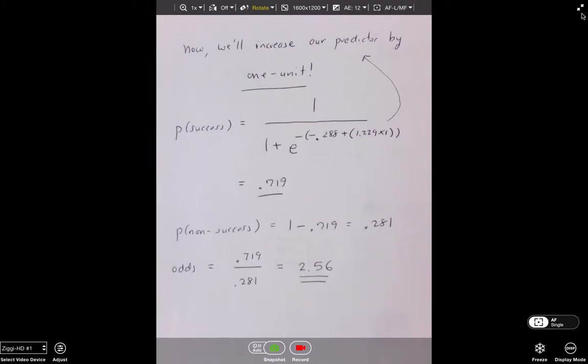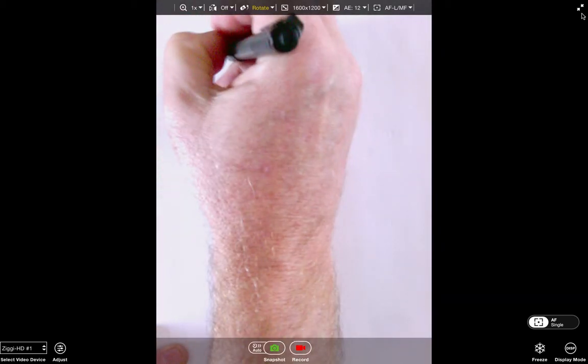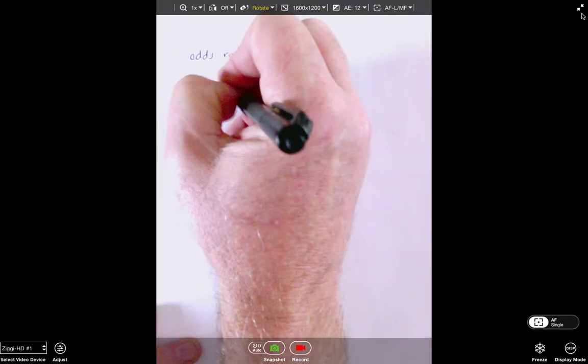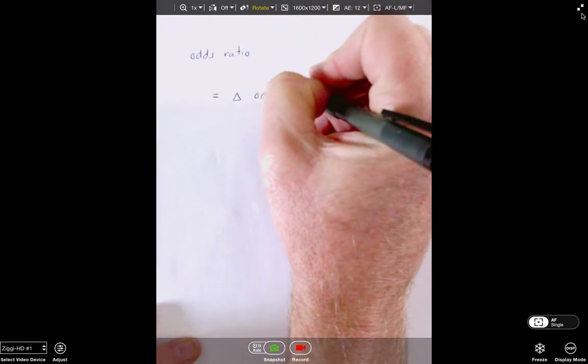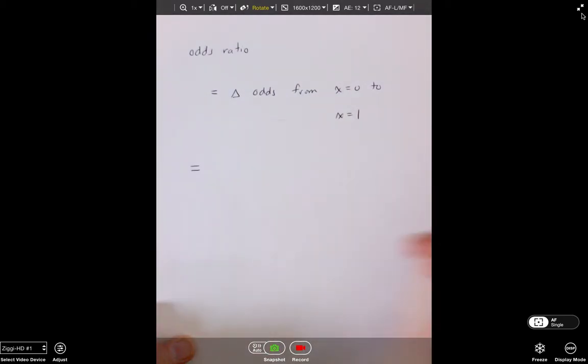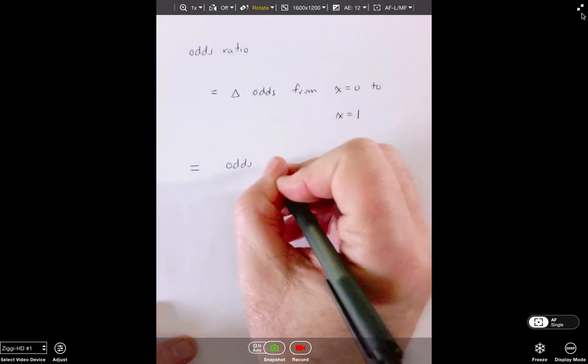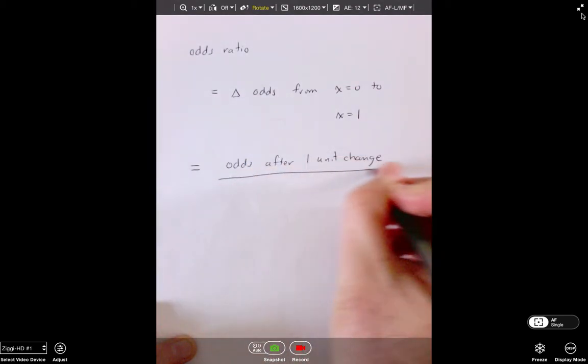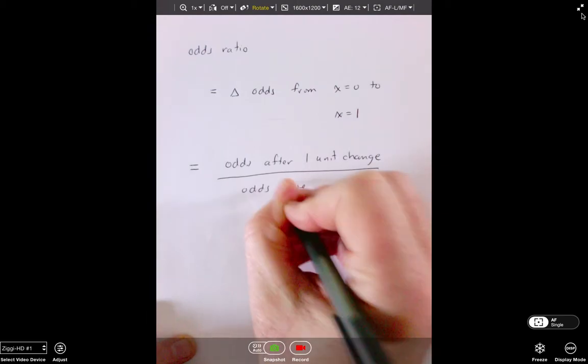Well, guys, this now brings us to the odds ratio. So our odds ratio is going to be what? What do you think? It's going to be pretty much what? The odds after a unit change divided by the odds of the baseline, the odds of the original. So in other words, the odds ratio is kind of the change in odds from x equals 0 to x equal 1. So guys, at the end of the day, the odds after 1 unit change over the odds of the base.